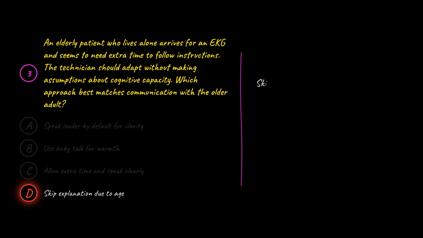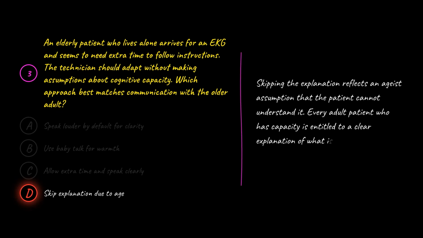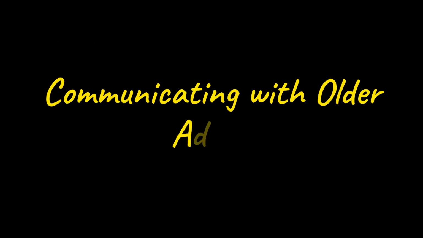D is wrong because skipping the explanation reflects an ageist assumption that the patient cannot understand it. Every adult patient who has capacity is entitled to a clear explanation of what is about to happen during the test. When caring for older adults, the guiding principle is the same one that anchors every clinical interaction: treat the patient as a competent adult unless something specific in the encounter suggests otherwise.